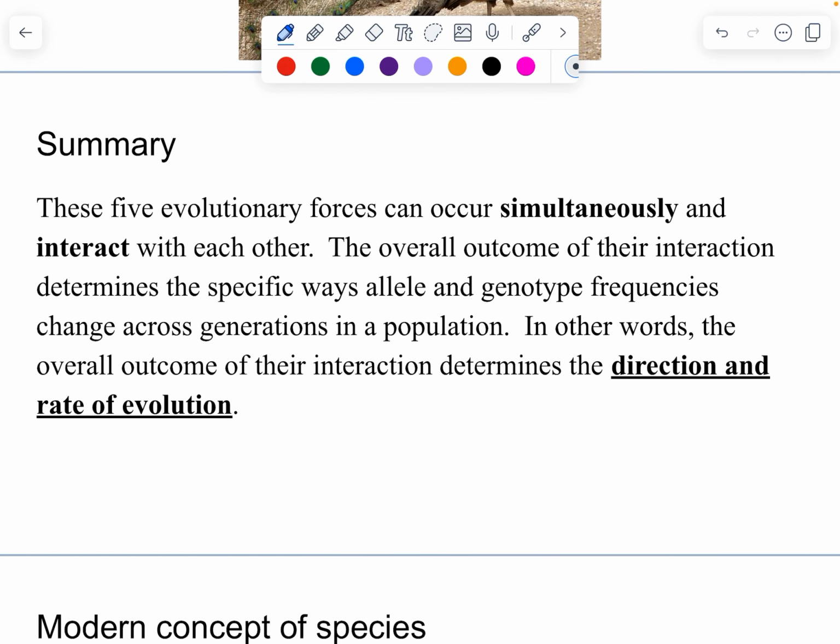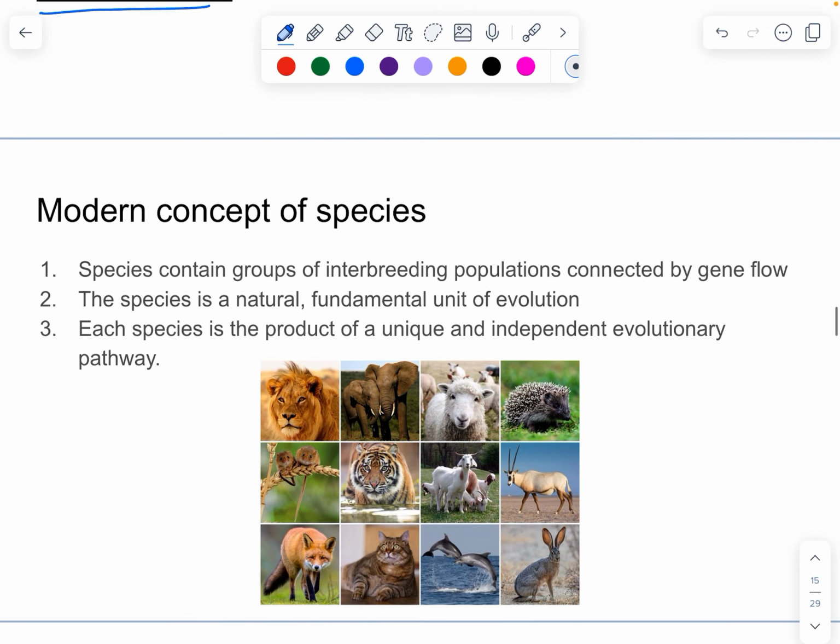Okay, so in summary, these 5 evolutionary forces are occurring simultaneously and they're interacting with one another. So in other words, the overall outcome of their interaction determines the direction and rate of evolution, meaning it determines how and how fast the evolution will occur.